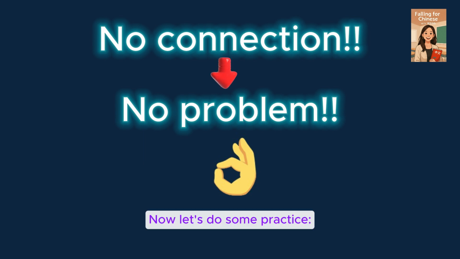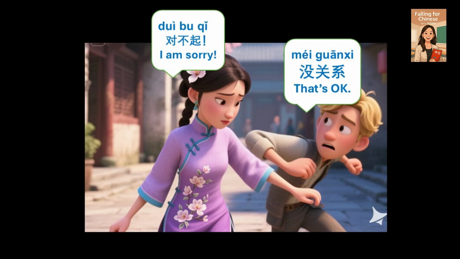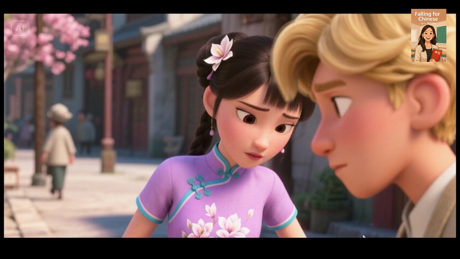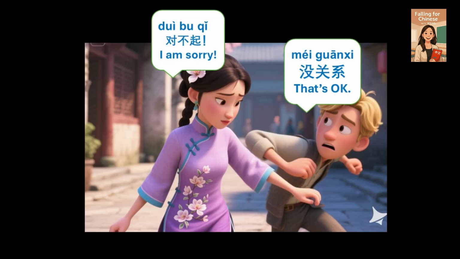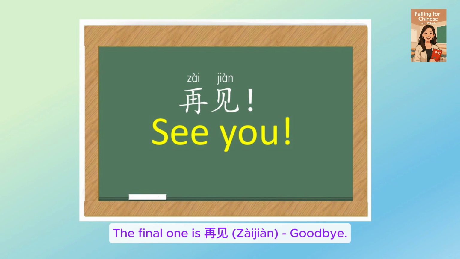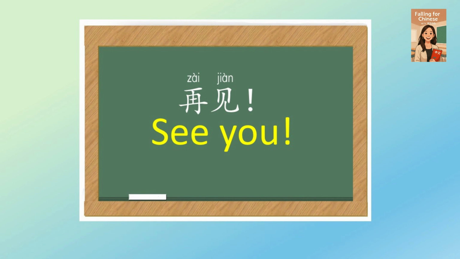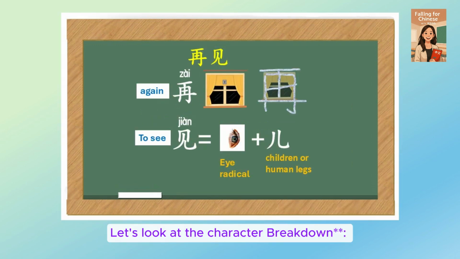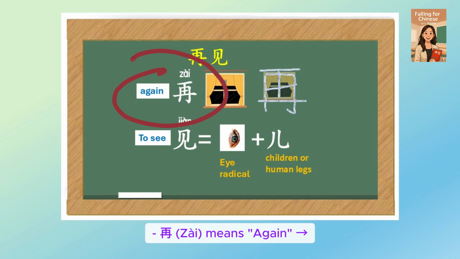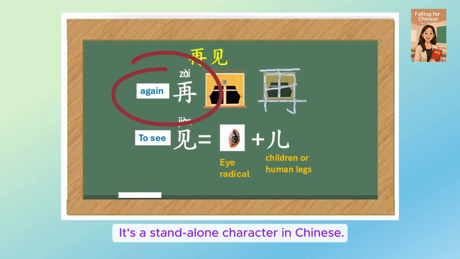Now let's do some practice. 对不起， 没关系， 对不起， 没关系。 The final one is 再见, means goodbye. Say it with me. 再见. Again, 再见. Let's look at the character breakdown. 再 means again. It's a stand-alone character in Chinese.